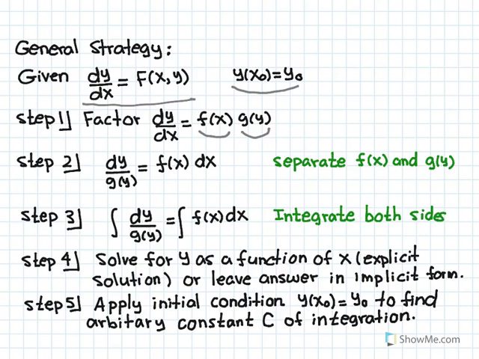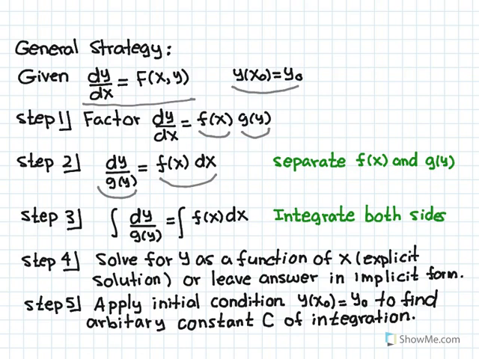The second step is to put all the y's on one side and all the x's on the other side. Separate f of x and g of y. The reason for that is that way we can integrate both sides. So the next step is to integrate both sides because now we have separated the variables, so we can integrate 1 over g of y dy on the left-hand side, and we can integrate f of x dx on the right-hand side.